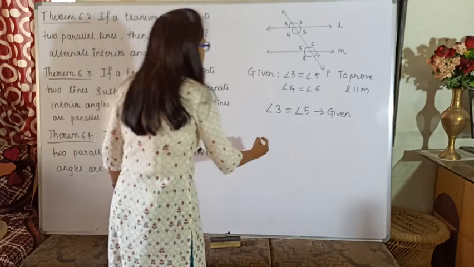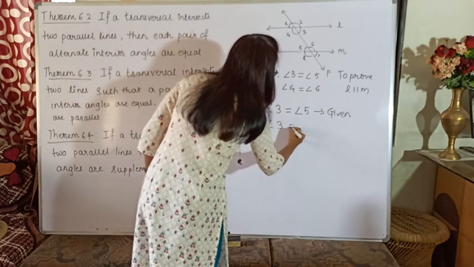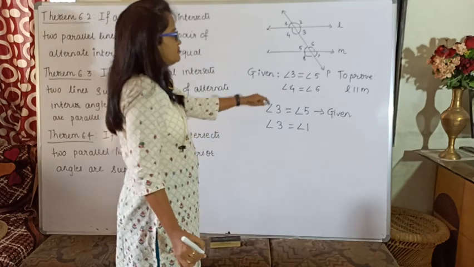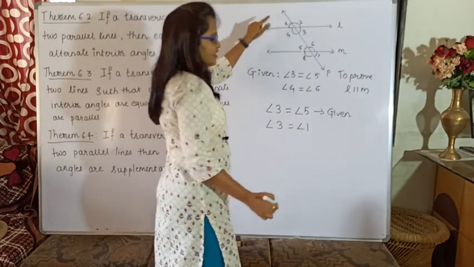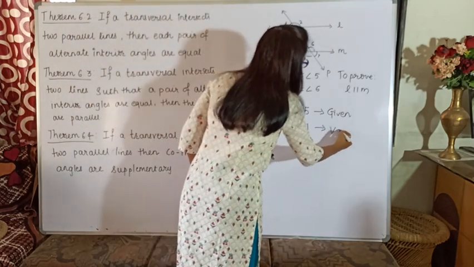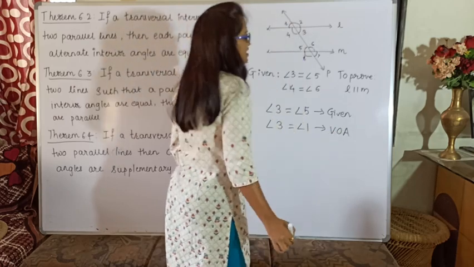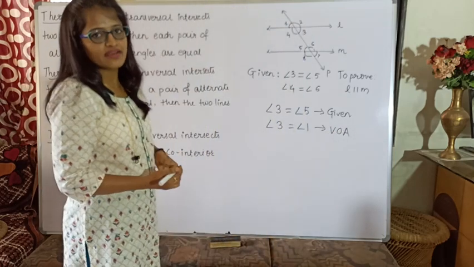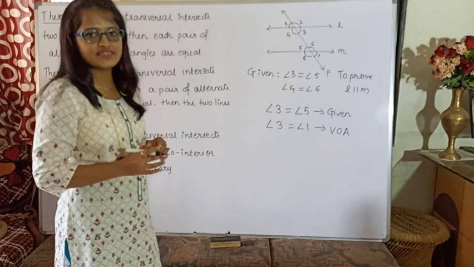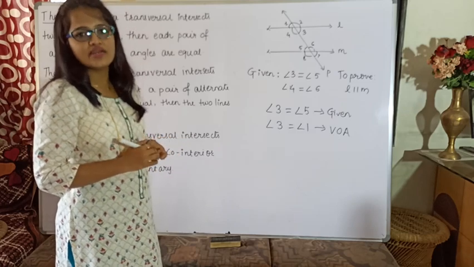But angle 3 is equal to angle 1. Vertically opposite angles are equal to one another. There isn't any condition that the lines have to be parallel or not. Just if the two lines are intersecting, then the vertically opposite angles are equal.